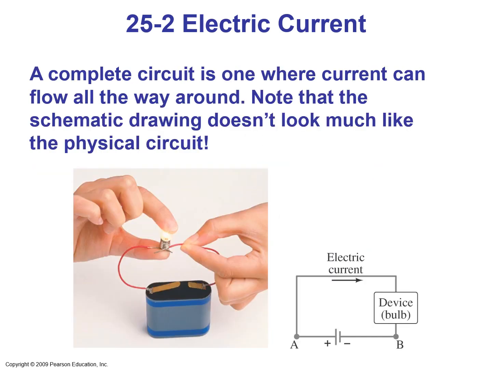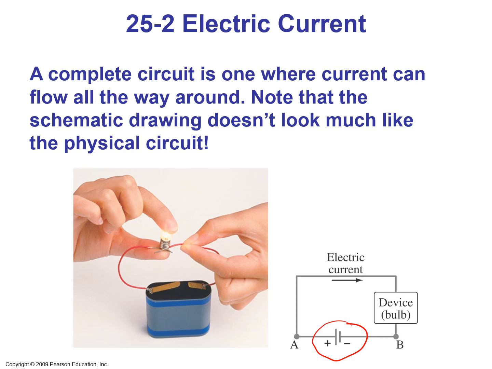A complete circuit is one in which current can flow all the way around. Note that the schematic drawing doesn't look much like the physical circuit. Here is the actual picture of connecting a lamp bulb to the two terminals of the battery, and on the right we have a schematic drawing of the circuit. So we see a bulb is connected to the positive and negative terminals of a battery, which is represented here.